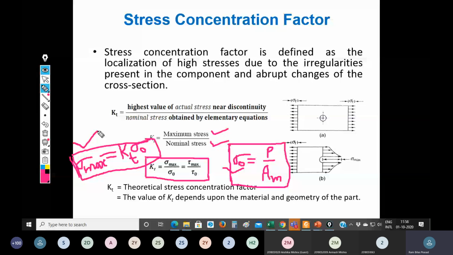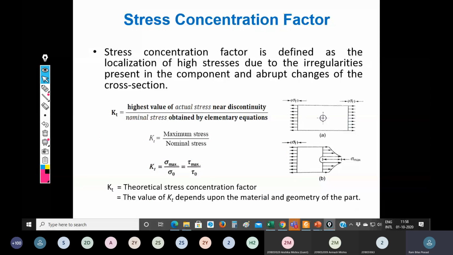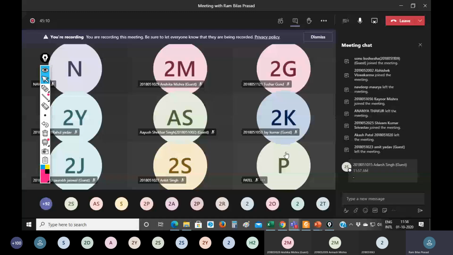So the theoretical stress concentration factor Kt is basically the theoretical stress concentration factor, right? And the value of Kt depends upon the material and geometry of the part, right? So how is this stress concentration factor determined?